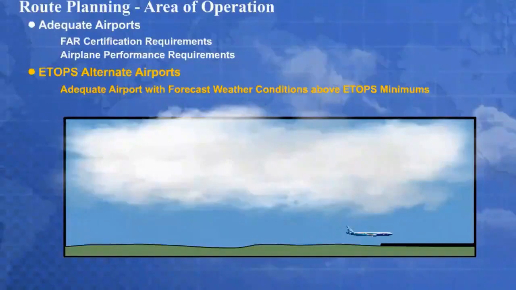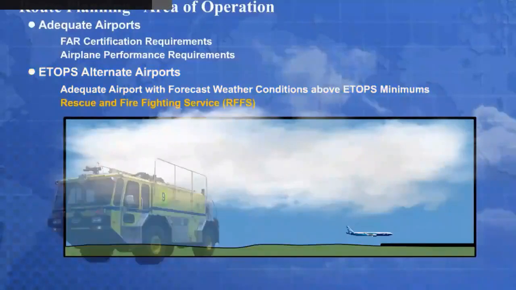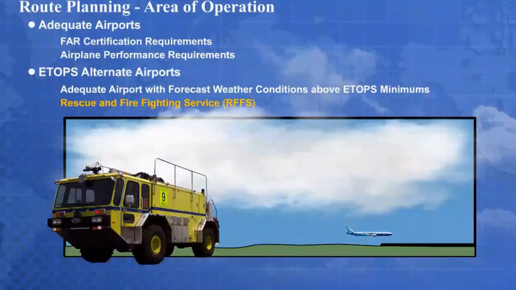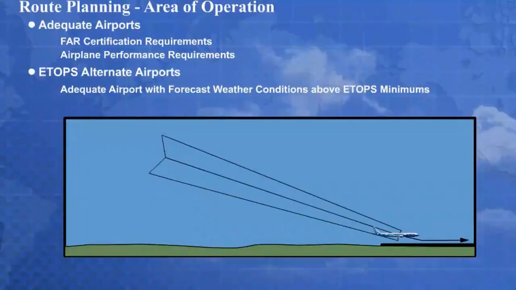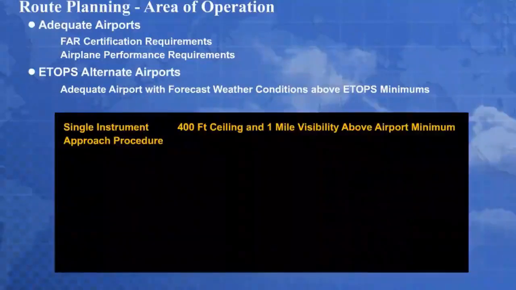An ETOPS alternate airport is an adequate airport with forecast weather conditions above ETOPS planning minimums and RFFS response capability of ICAO Category 4 or higher. ETOPS weather minimums are a function of the landing aids available at the alternate airport. For an airport with one instrument approach procedure, the ETOPS planning minimums are an additional 400-foot ceiling and an additional 1-mile visibility above the lowest authorized minimums for the approach.